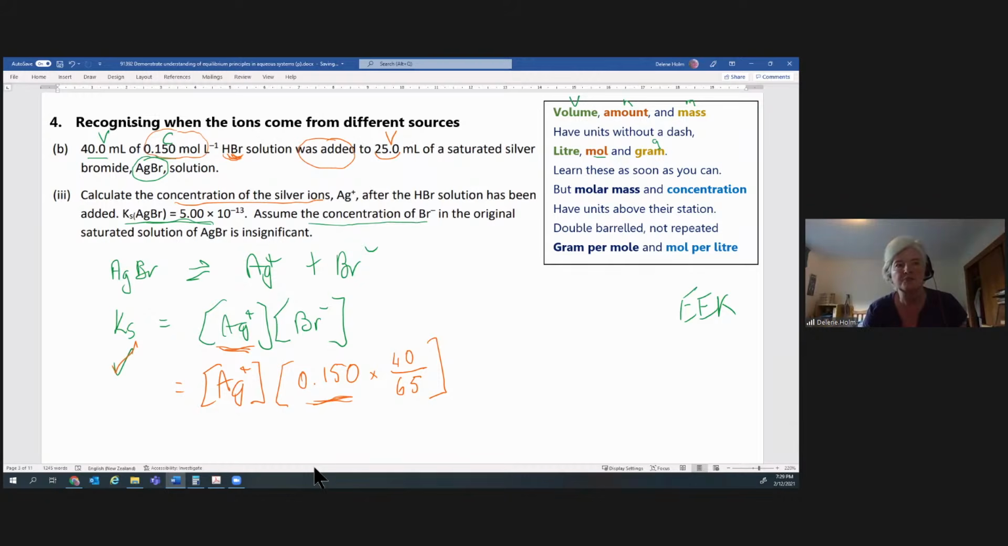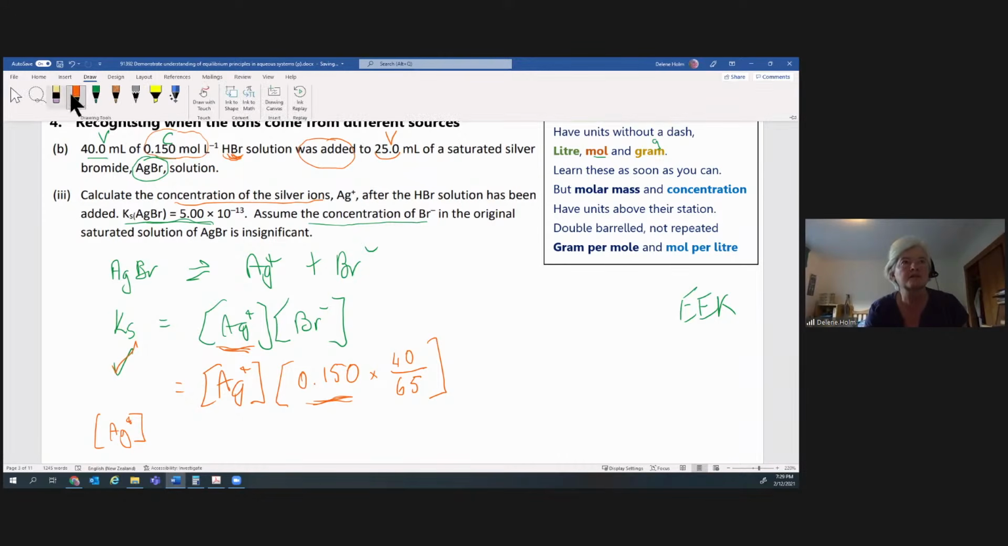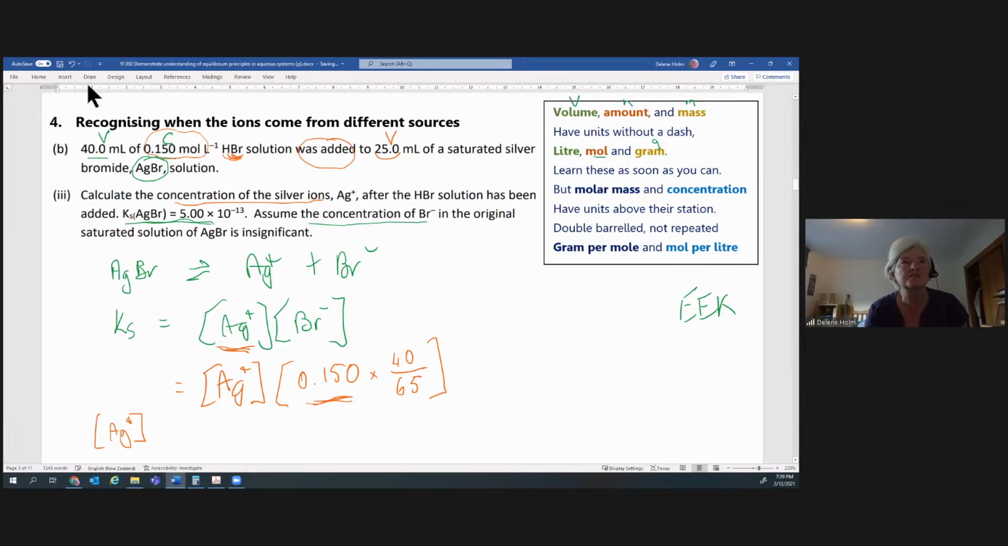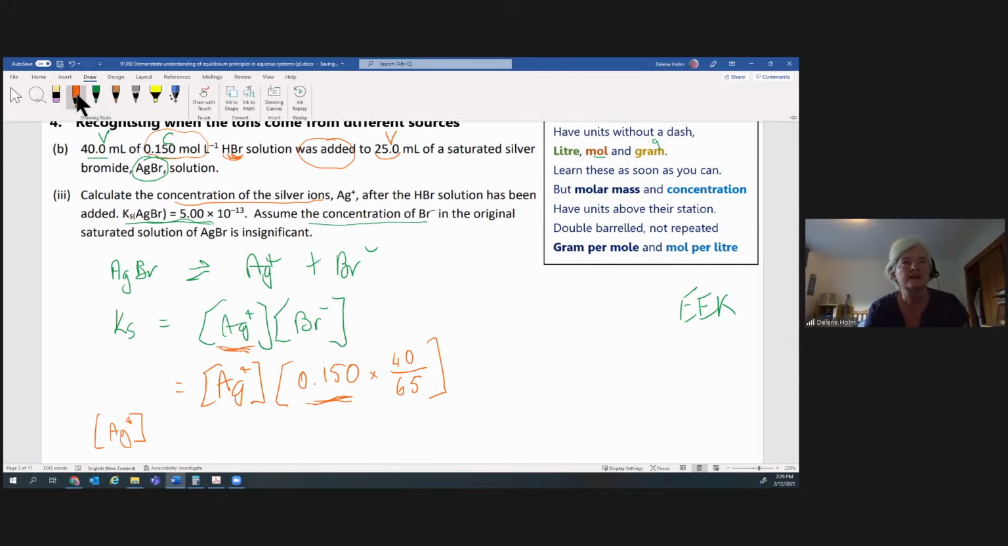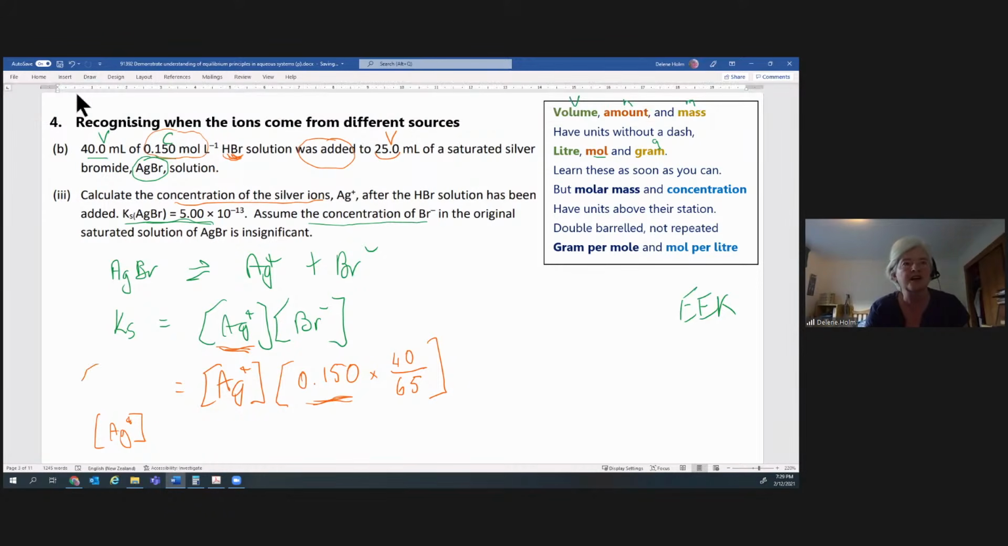And now you just simply solve for silver, and I'm just going to write it down. We know our Ks. If I just substitute in here, our Ks was 5.00 times 10 to the minus 13, and it's going to be 5.42 times 10 to the minus 12.